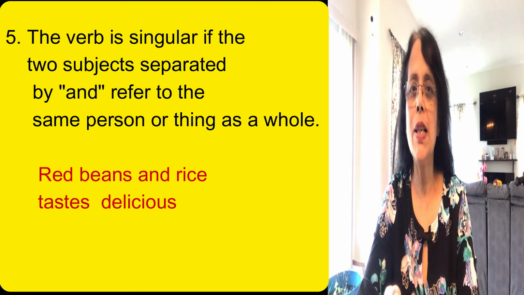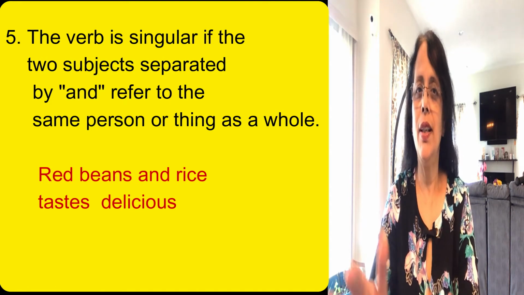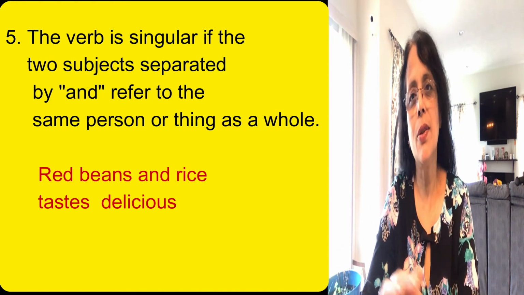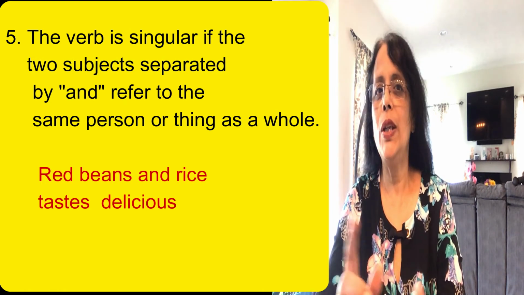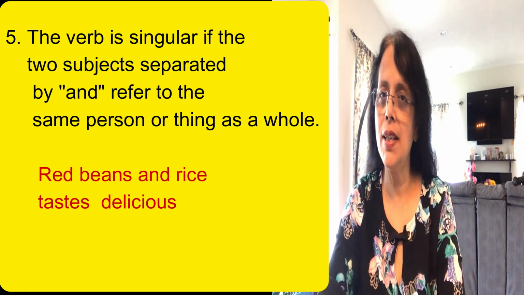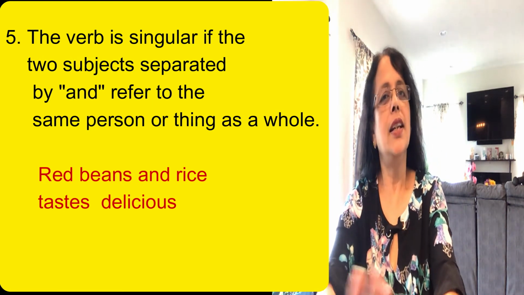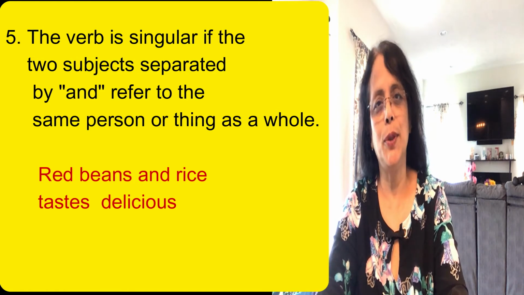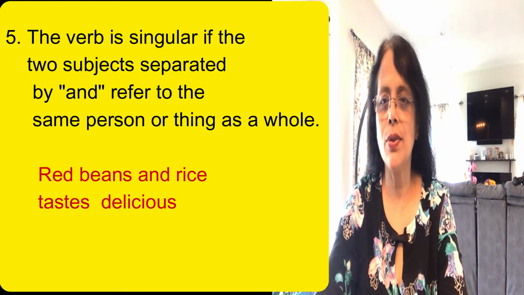Some other examples are like bread and butter. Bread and butter. They are often taken as one. So, bread and butter is a good breakfast. When two things are referring to the same thing, in spite of the fact that they are separated by and, they take singular verb. Got it? Right. Now let's move on to the next rule, that is the sixth one.